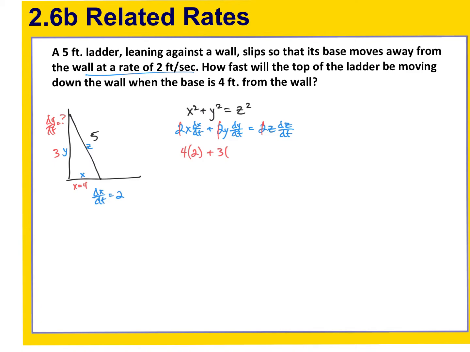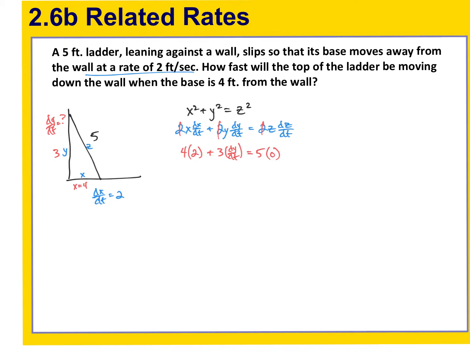Now, what's my dy dt? I don't know. That's what I'm solving for. And then is equal to, what is my z? 5. What is my dz dt? 0. Tell me why. The ladder's not changing its length. All right. Wouldn't that be such a cool problem if it did? All right. That would be weird. I agree. But the ladder's not changing its length, so that's why dz dt is equal to 0. Pretty good? All right, let's solve.